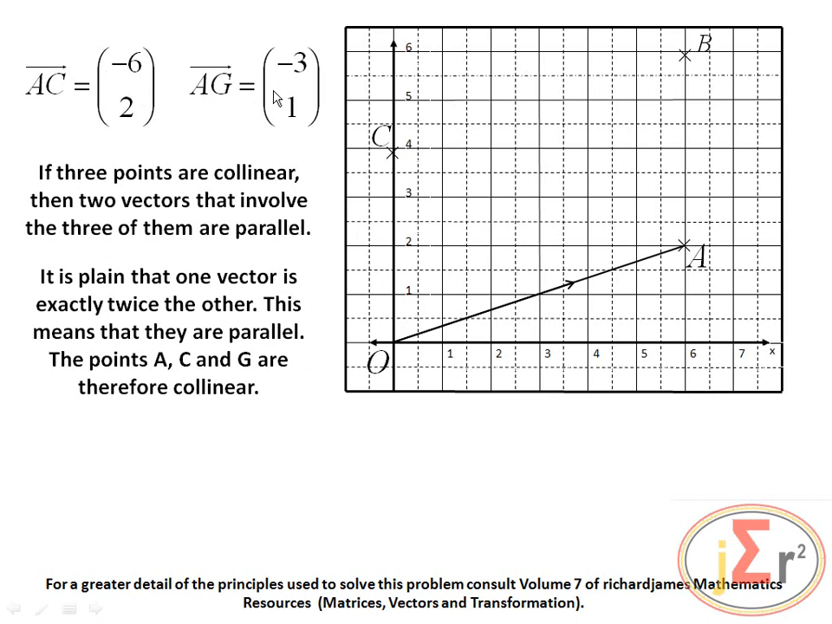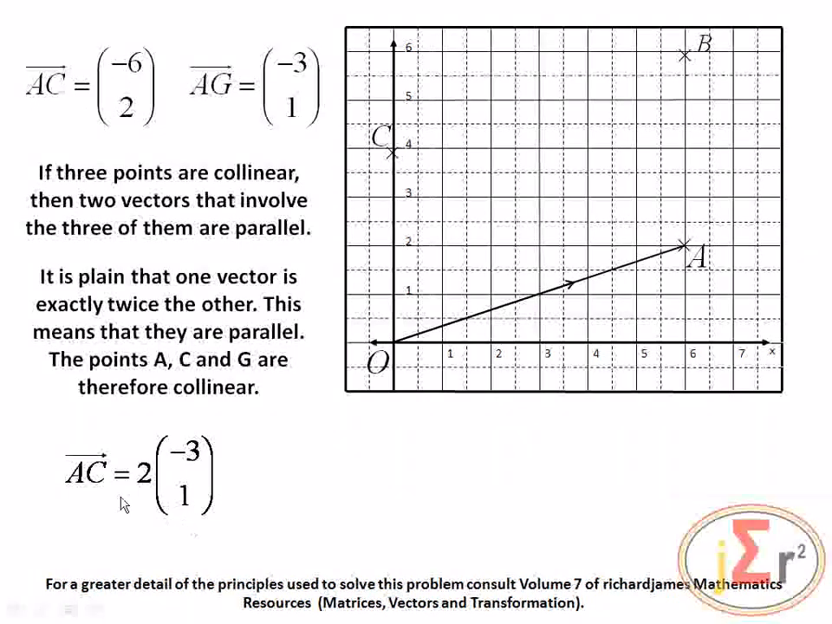If we can take one vector and multiply it by just a pure number and arrive at another vector, then we know that those 2 vectors are parallel. So AC is equal to 2 times negative 3, 1. This is AC. If we take 2 outside, like factorization, it's going to be 2 into negative 6, negative 3, and 2 into 2 is 1.